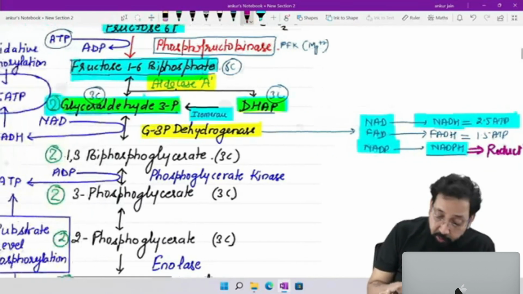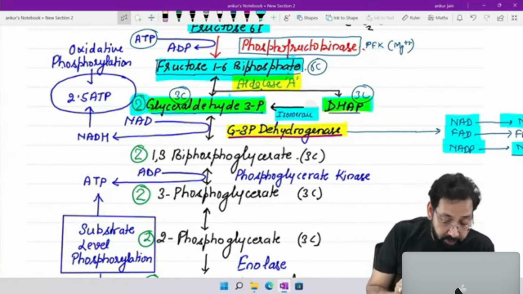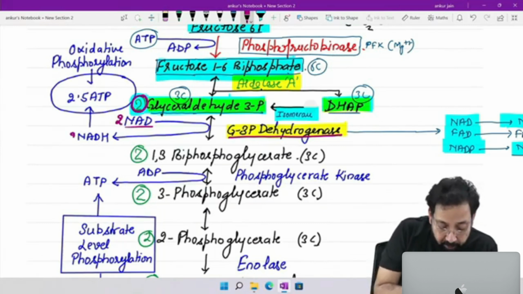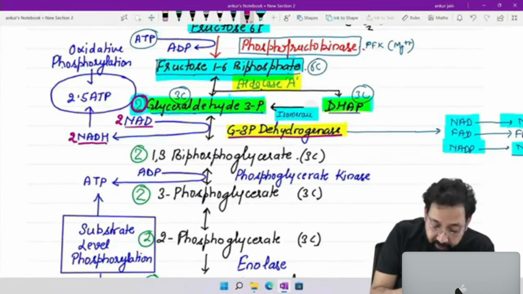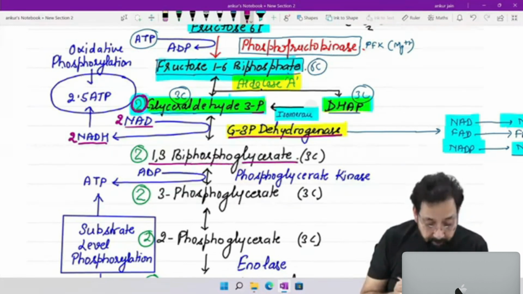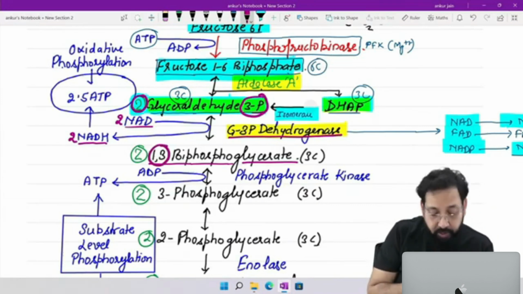So glyceraldehyde 3-phosphate dehydrogenase means hydrogen is removed, it is taken up by NAD. Because 2 molecules of glyceraldehyde 3-phosphate are there, 2 NAD will be converted to 2 NADH, and this glyceraldehyde 3-phosphate is converted to 1,3-biphosphoglycerate. In this there was one phosphate, here there are two phosphates.